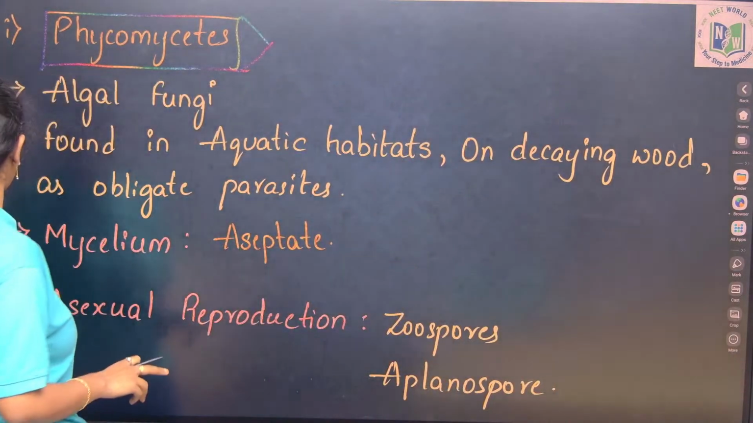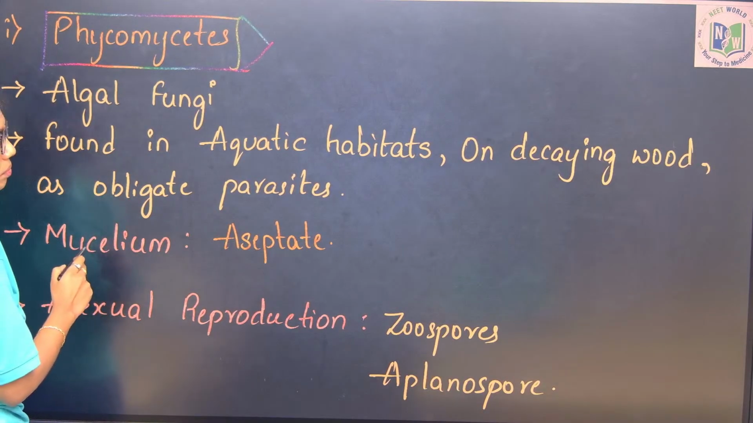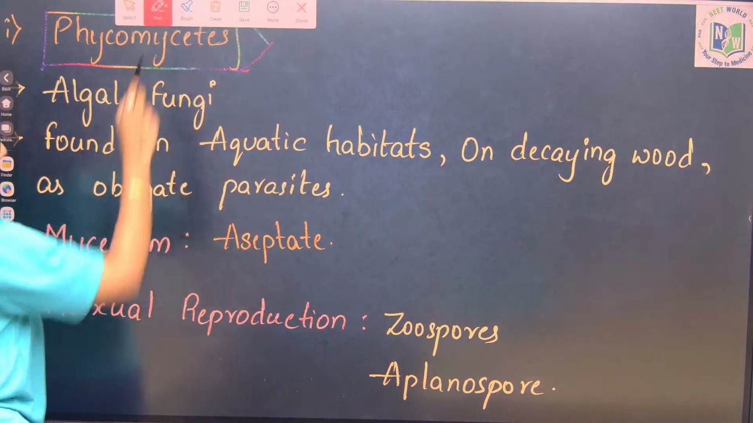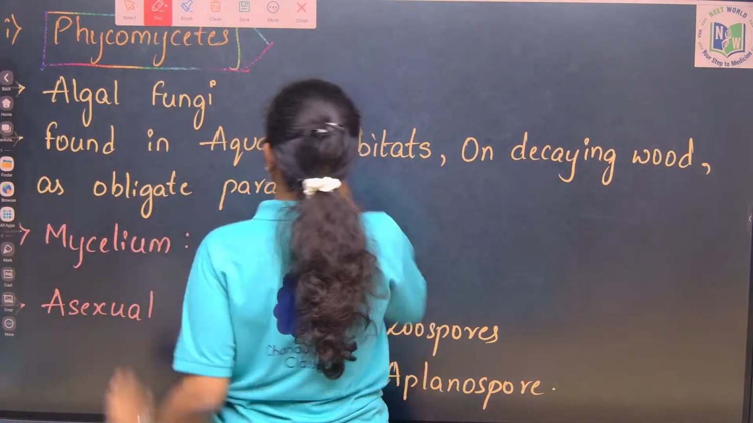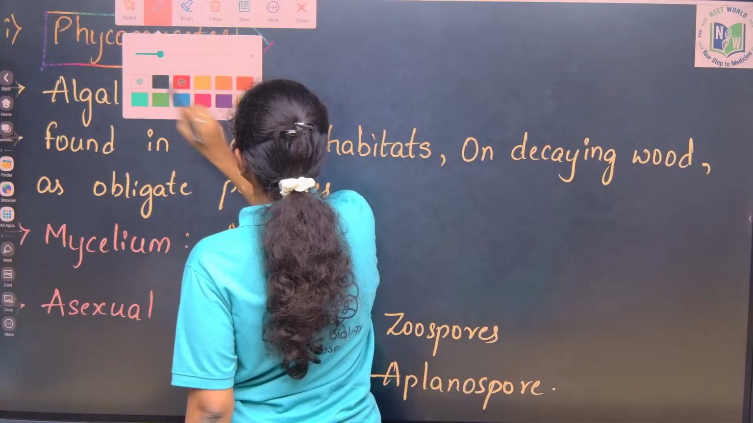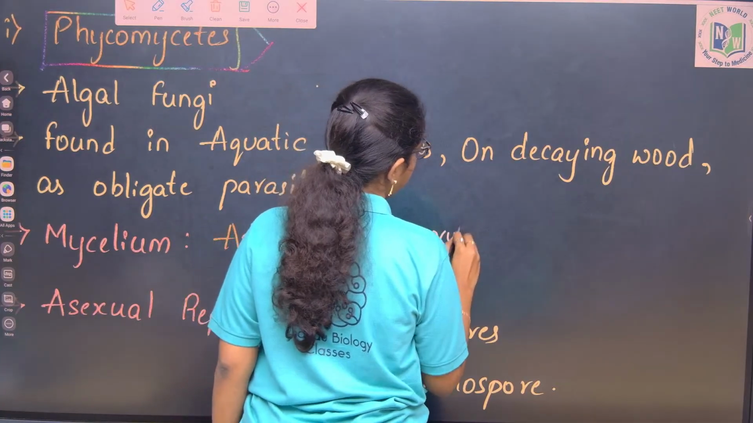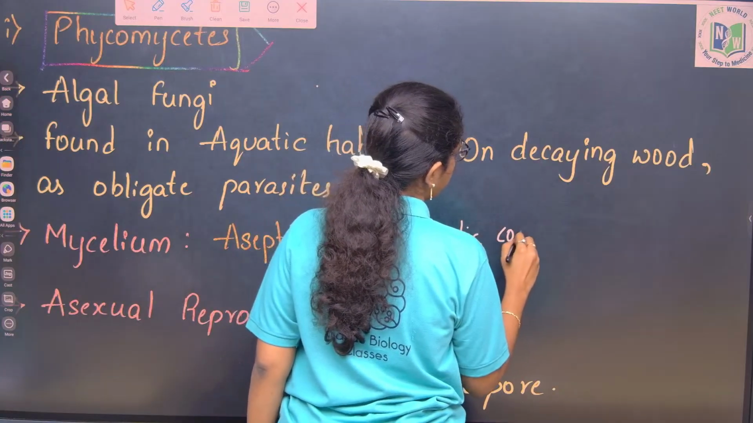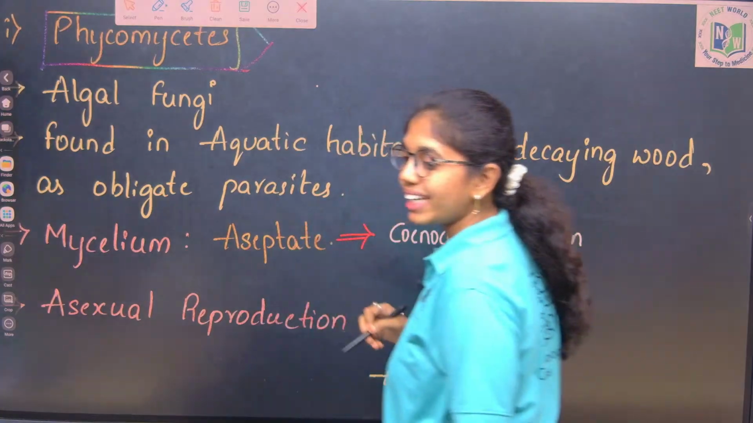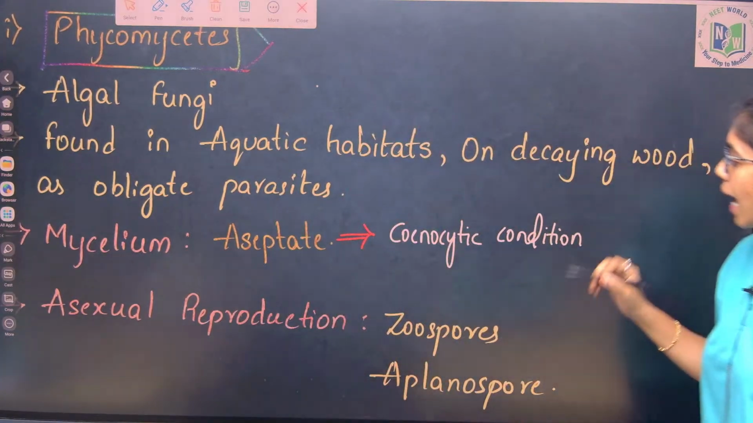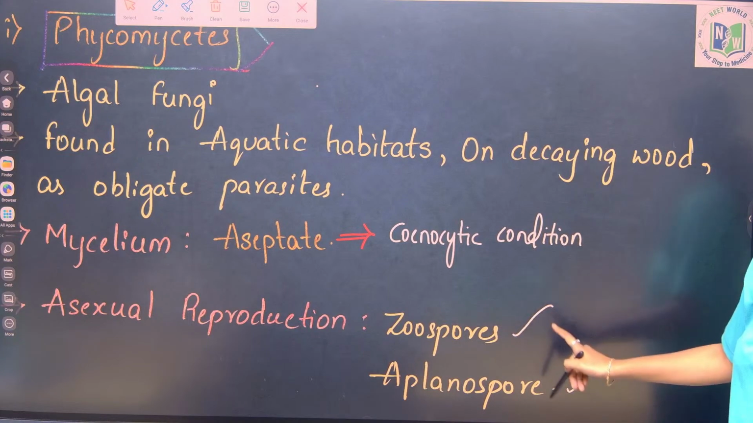Aseptate mycelium, we learnt yesterday. Aseptate mycelium, can I say it's coenocytic? Aseptate coenocytic condition, where multinucleated condition is observed, and asexual reproduction is through zoospores and aplanospores in Phycomycetes.